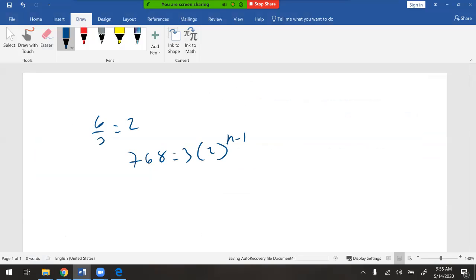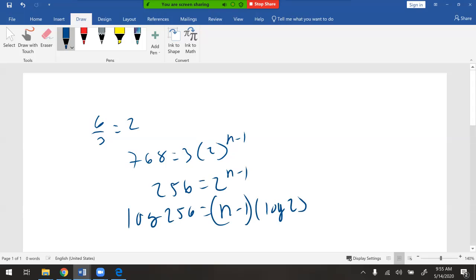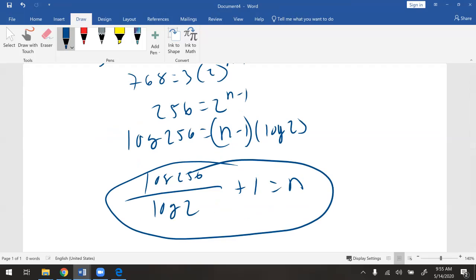Okay, when I divide both sides by 3, 768 divided by 3, I get 256. 256 equals 2 to the power of n minus 1. I attach a log to both sides to drop the exponent. So log of 256 is equal to n minus 1 times log of 2, okay? And I'm going to do everything in one final step. So it's log of 256 over log of 2 plus 1 equals n. The reason being is because I divide by log 2 and then add 1 to both sides at the end. Okay, so that covers that there.